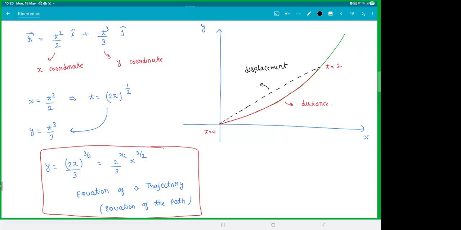Is that making sense? The particle was actually going along this curve. So the length of that red curve is the distance traveled, and the black line is the displacement. When you take final minus initial, what you're getting is a line, isn't it? Now is the picture making sense? What is happening?